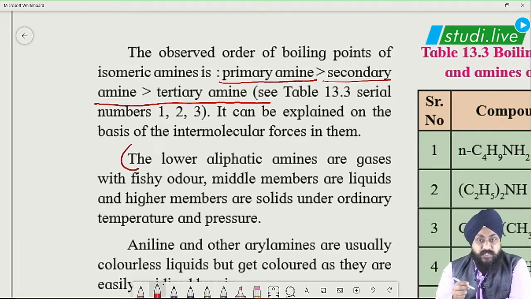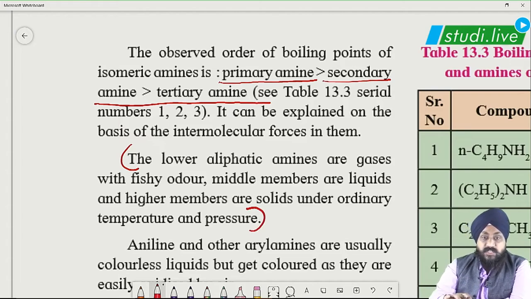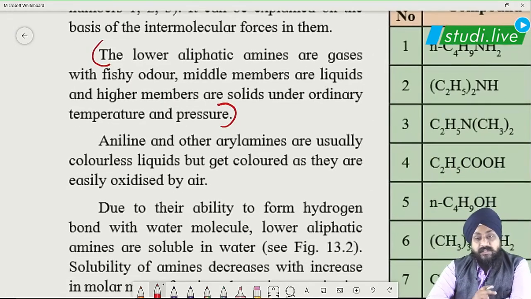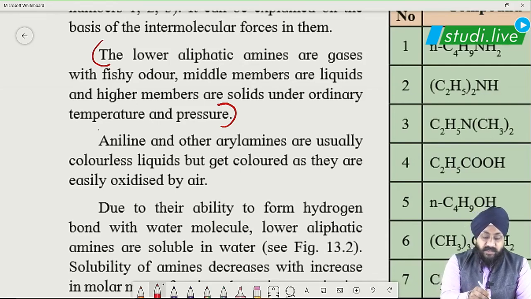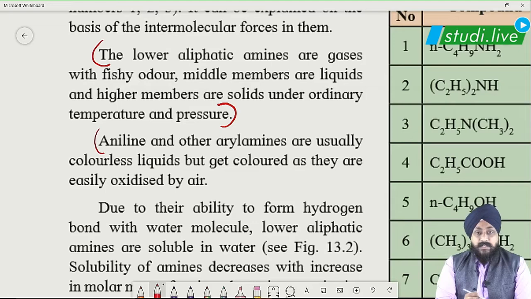Now students, aliphatic amines are gases with fishy odor, middle amines are liquid, whereas higher ones are solid under ordinary conditions of temperature and pressure. When we talk about aniline and other aryl amines, they are usually colorless liquids, but they get colored as they are easily oxidized by air.